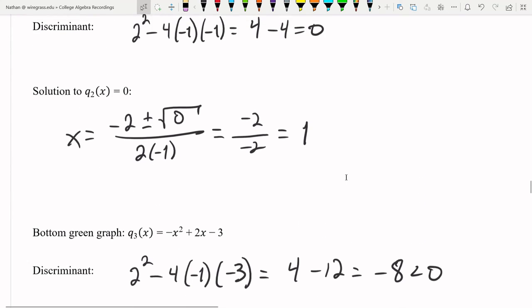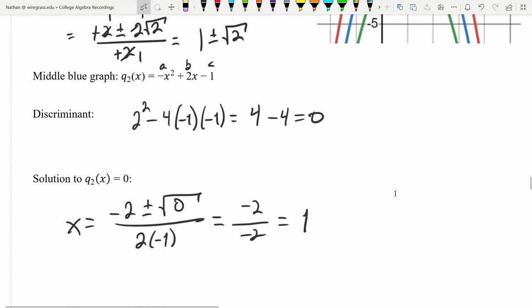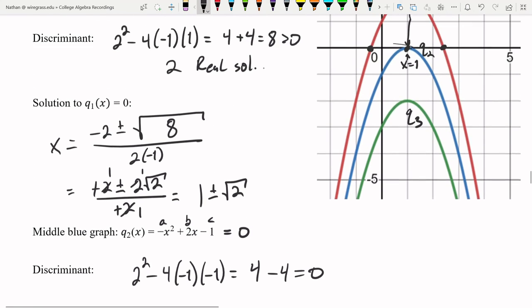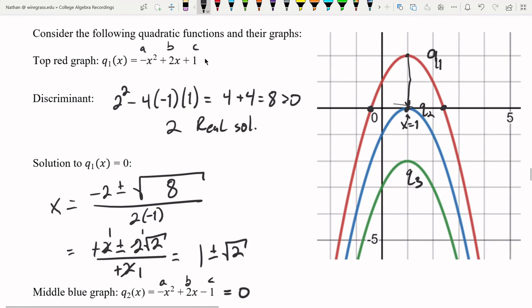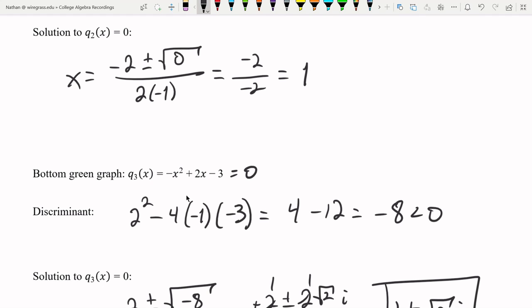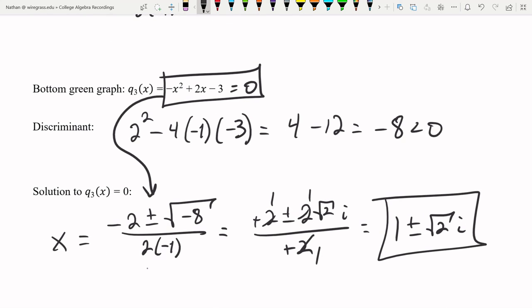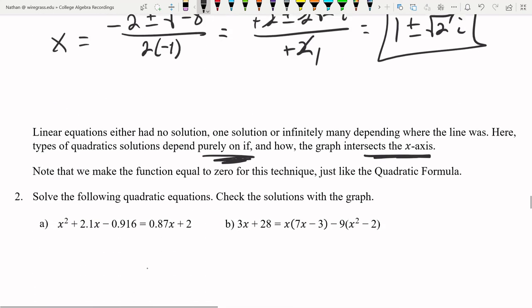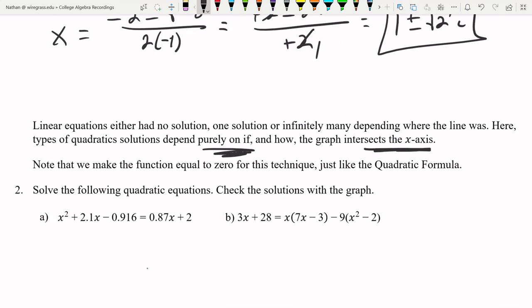So note that we make the function equal to 0 for this technique, just like we do for the quadratic formula. In all of these cases, the main thing is that you must make each quadratic equal to 0. That's what I did. I just didn't write it down. This thing equals 0 when the quadratic equation is true. And this one also equals 0. You solve this equation by plugging into the quadratic formula, and that gives you your x-intercepts. That's the idea here. All right, try it out in number 2.